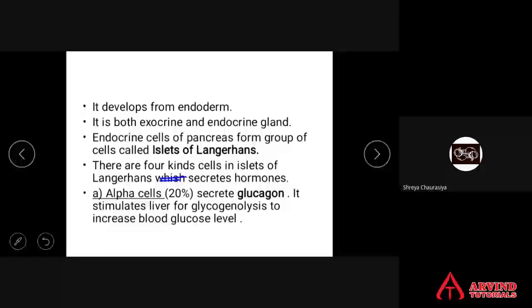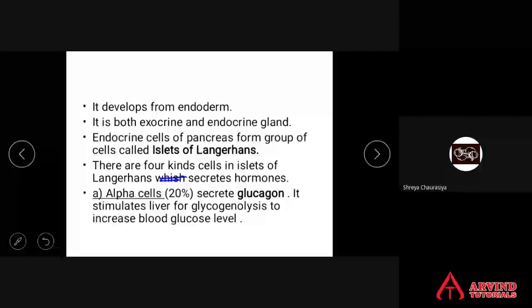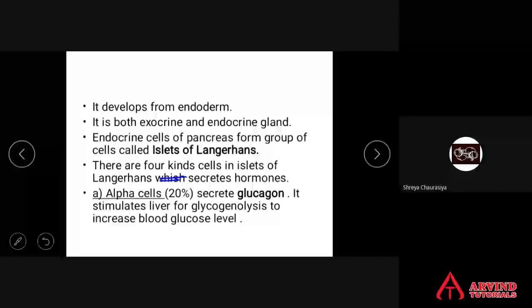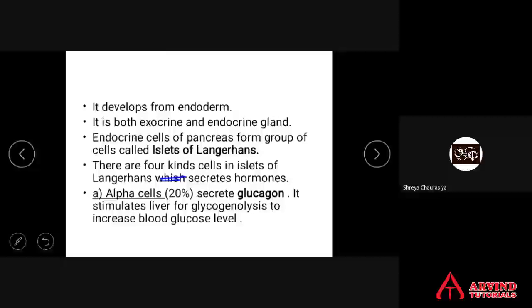Glucagon, it is essential for increasing the level of glucose in the blood. How does it increase the level of glucose in the blood? By a process called glycogenolysis. Glycogen को break down करने का. What is glycogen? It is the stored food in the human body.